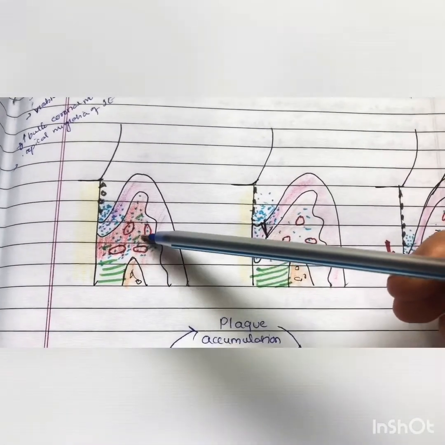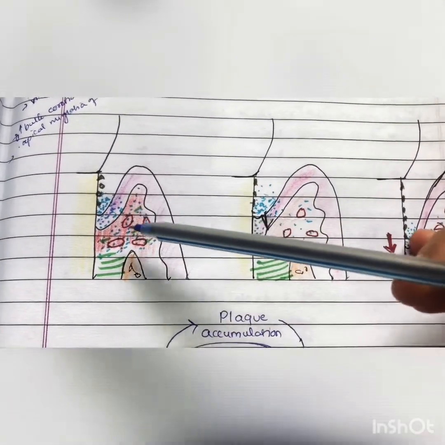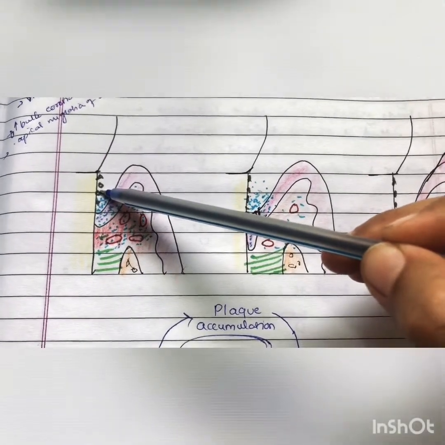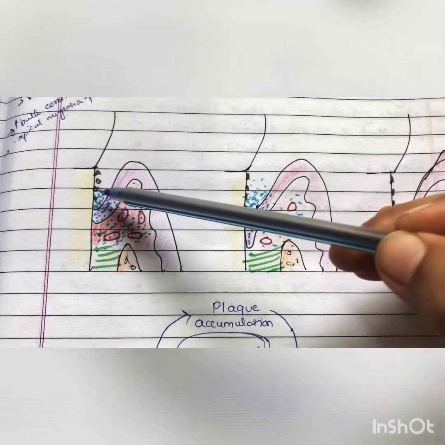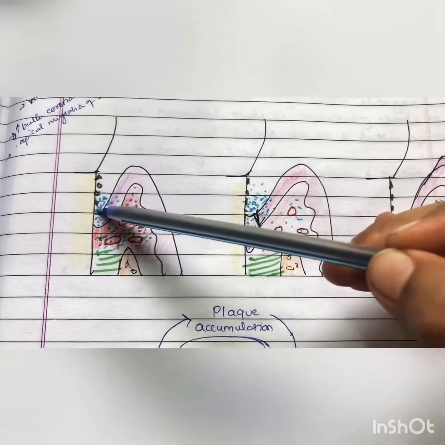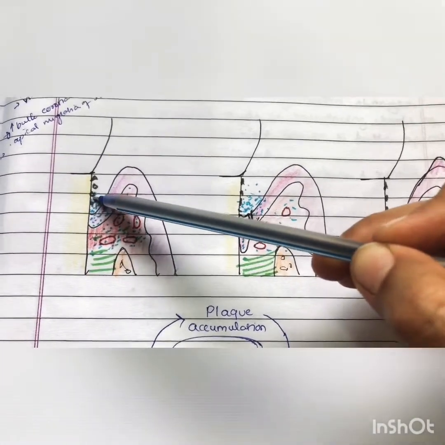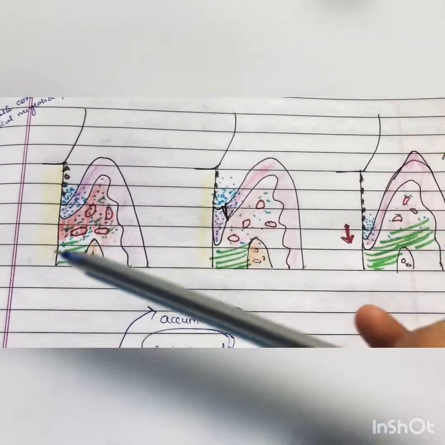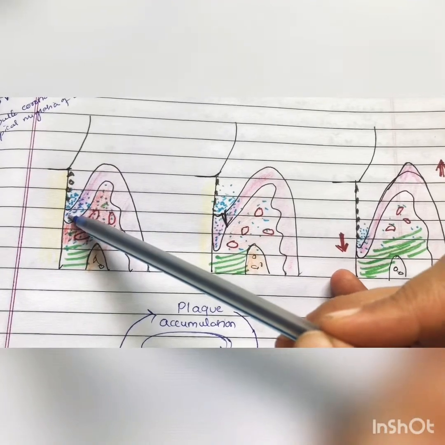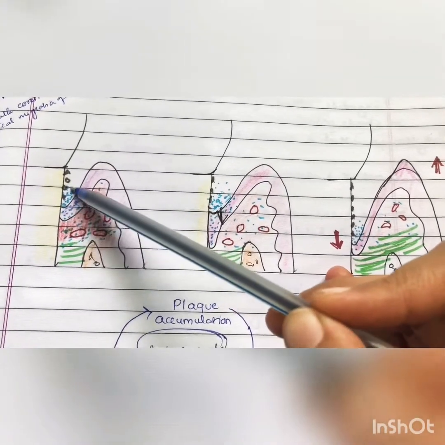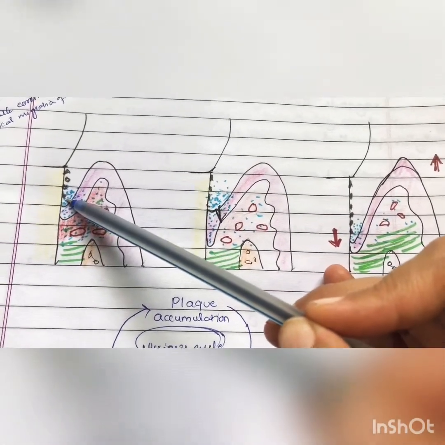Next is the increased number of PMNs in the connective tissue. They are chemically attracted towards the bacteria. So, they move from the connective tissue into the junctional epithelium and enter the sulcus area and start fighting the bacteria which is present in the sulcus. This increases the pressure on the junctional epithelium because of the volume of your PMNs which is present in the sulcus area.